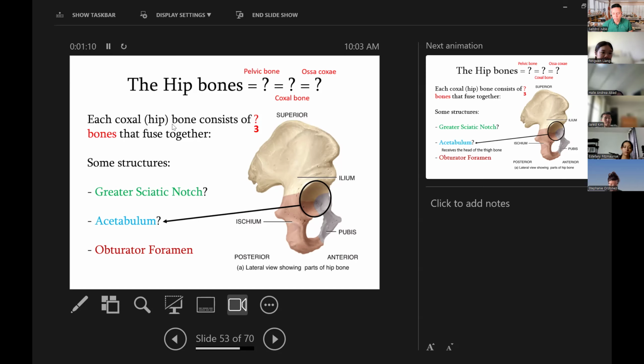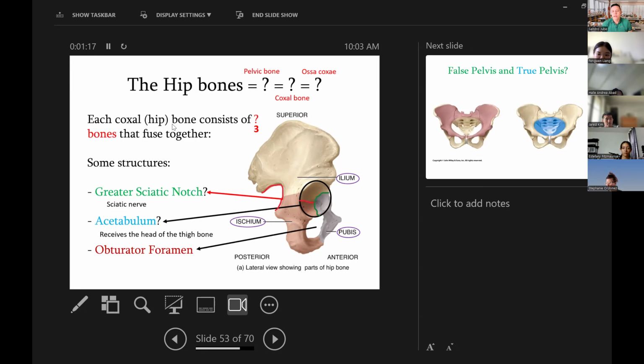Another marking I want you guys to know of the hip is what we call the obturator foramen. And this obturator foramen is a large oval hole, a large foramen, in which the obturator nerve is going to pass right through it. And then the third marking I want you guys to know is what we call the greater sciatic notch. And in the greater sciatic notch, we're going to find that the sciatic nerve is going to run right next to it.